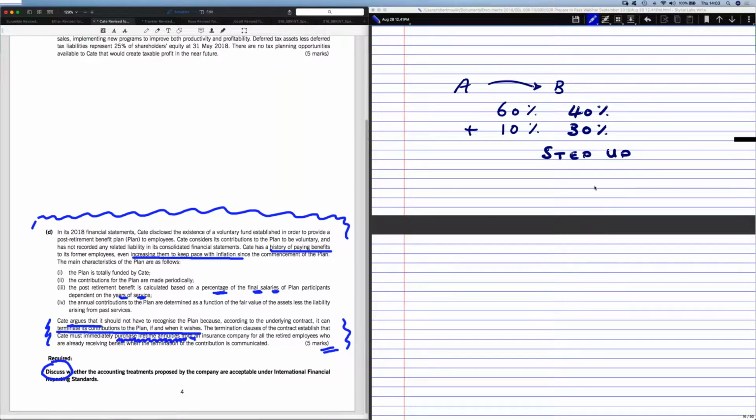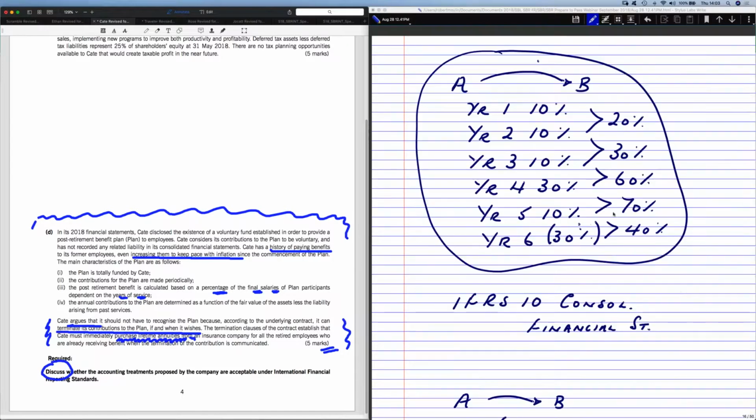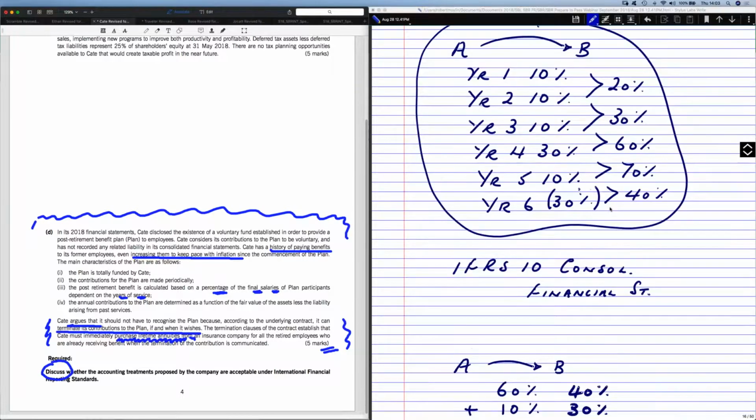Good. So let me go back here before we start looking at a little question. And I'm going to say, in year one, if A acquires 10% in B, what's the relevant accounting standard? If A acquires 10% of B in year one, what's the relevant accounting standard? And don't just come in straight away.